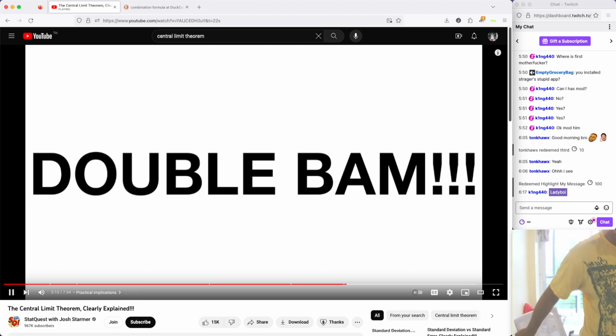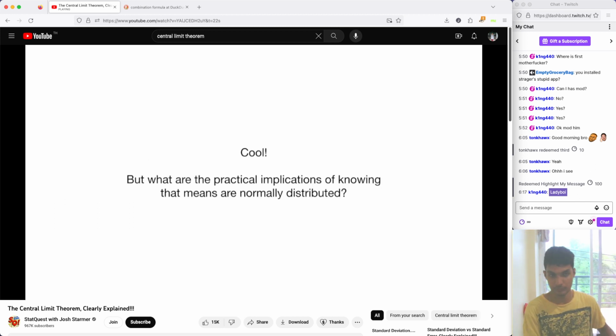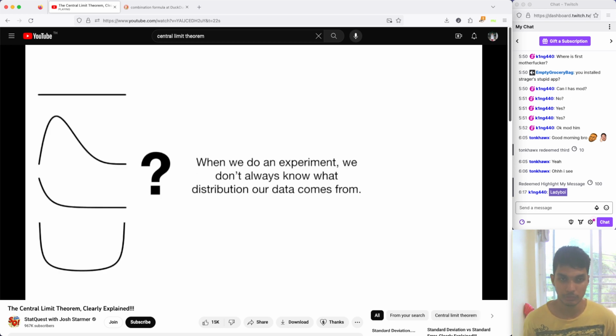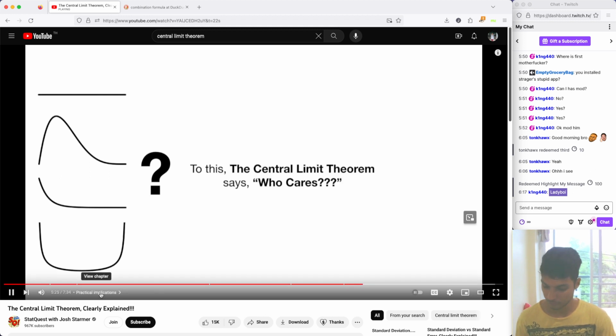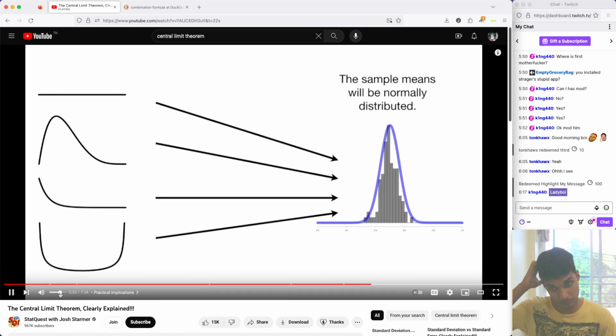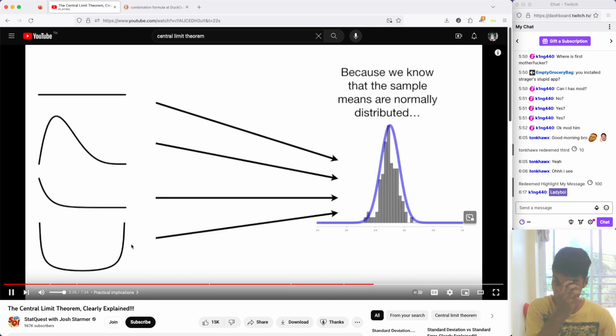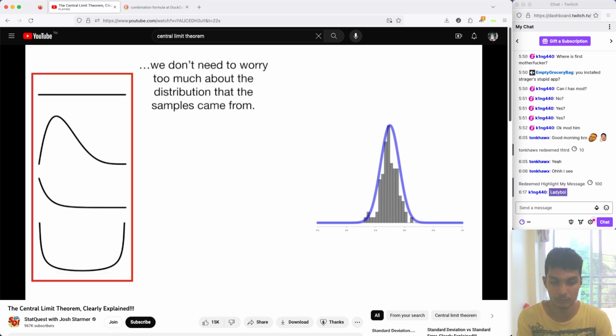Double bam! Cool, but what are the practical implications of knowing that the means are normally distributed? When we do an experiment, we don't always know what distribution our data comes from. To this, the central limit theorem says, who cares? The sample means will be normally distributed. Because we know that the sample means are normally distributed, we don't need to worry too much about the distribution that the samples came from.